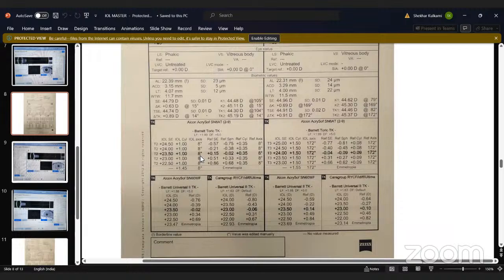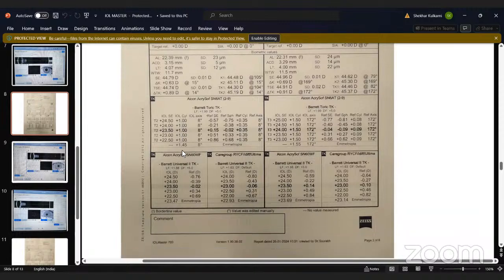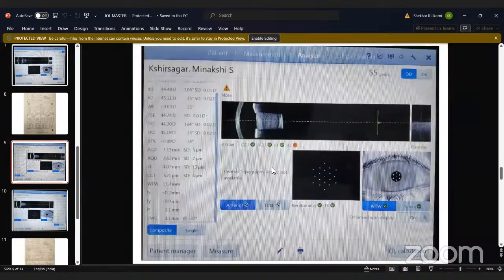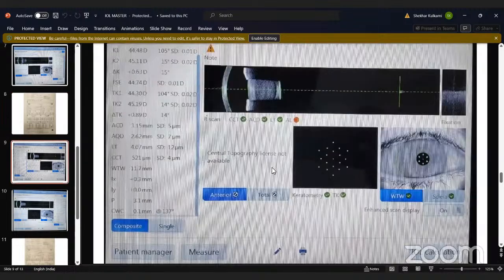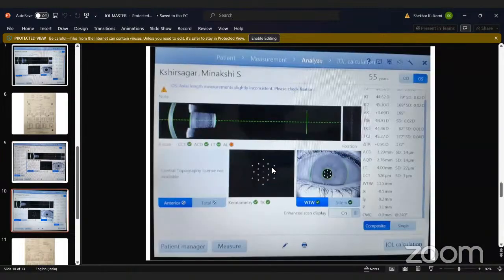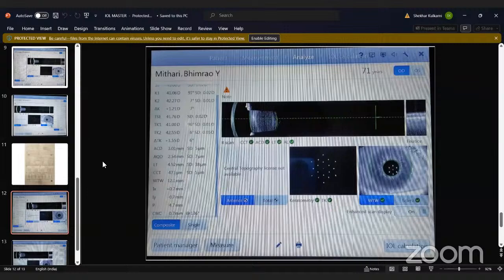At the IOL plane. When you are putting an IOL, this power is at the IOL plane. But you want the neutralization of the toric power at the corneal plane, not at the IOL plane. So you have to increase it. Okay, so this is the biometric scan now.